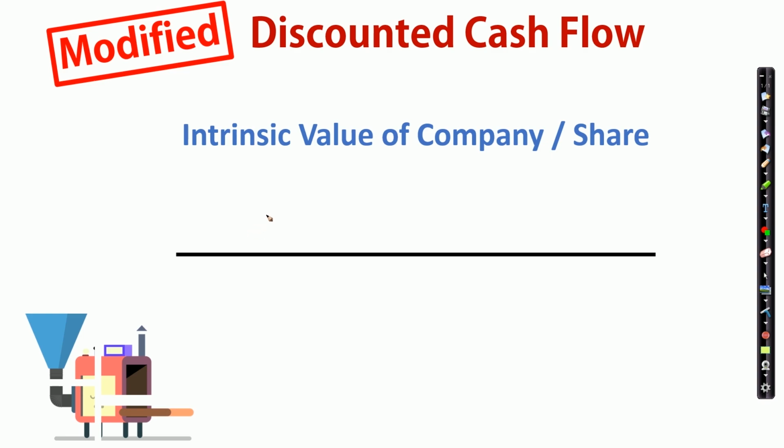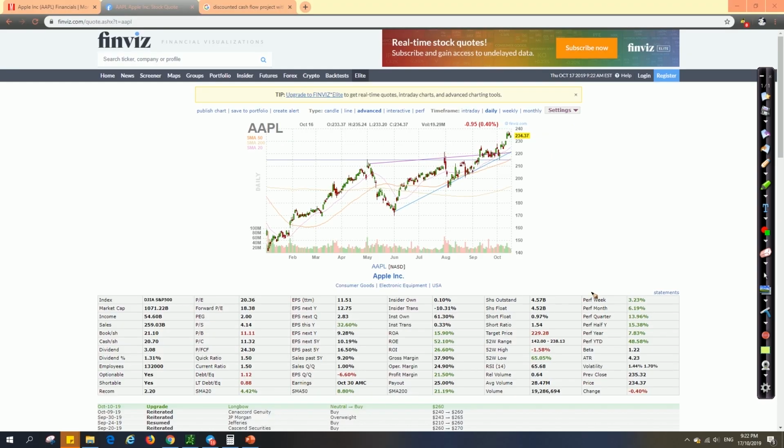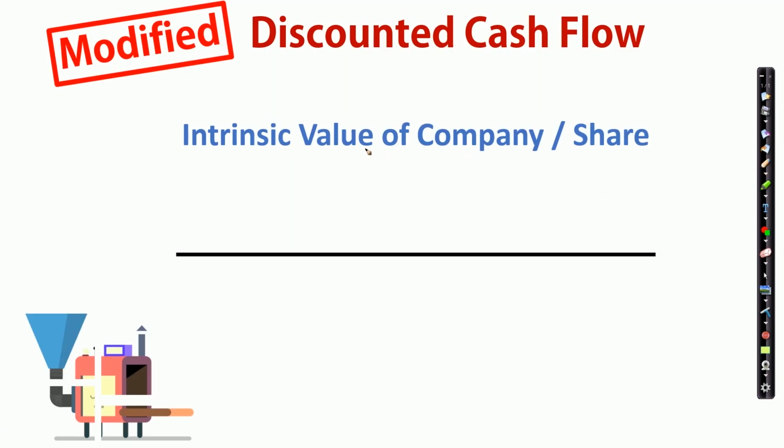So therefore, we need to divide the intrinsic value of the company by the number of shares that it has outstanding. And this value is again gotten from Finviz. So in Finviz, we see that Apple has shares outstanding of 4.57 billion. And therefore, we need to divide the intrinsic value, whatever amount that we get just now, by 4.57 billion shares.